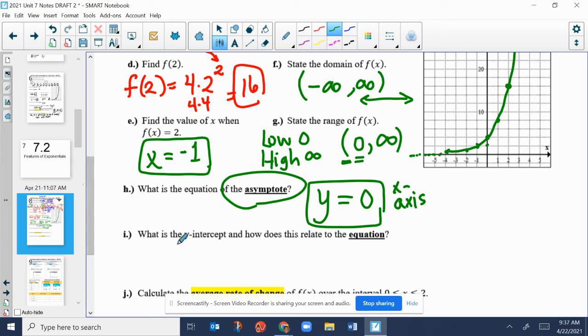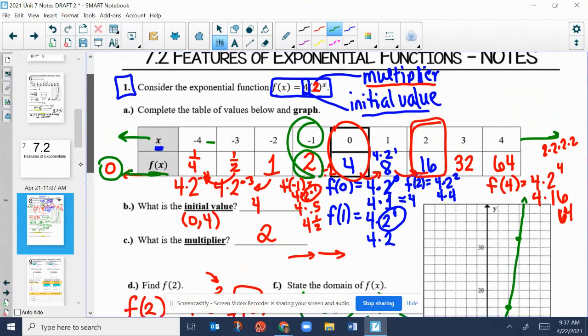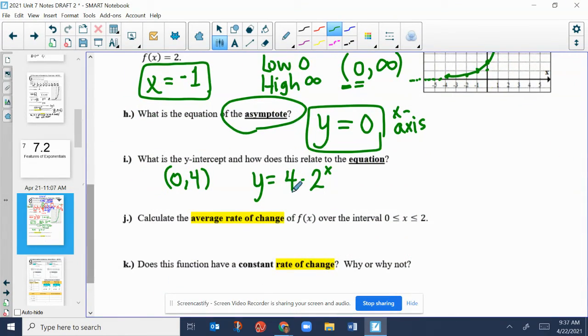So y-intercept, the y-intercept is 0, 4, and that relates to the equation. If you remember, it was 4 times 2 to the x, wasn't it? Am I wrong about that? Was this 4 times, yep, 4 times 2 to the x. And there's your 4 from your y-intercept.